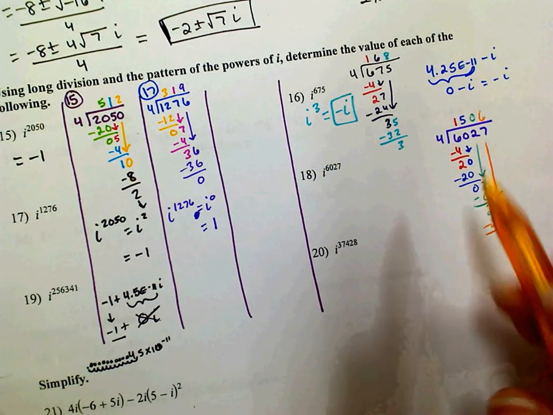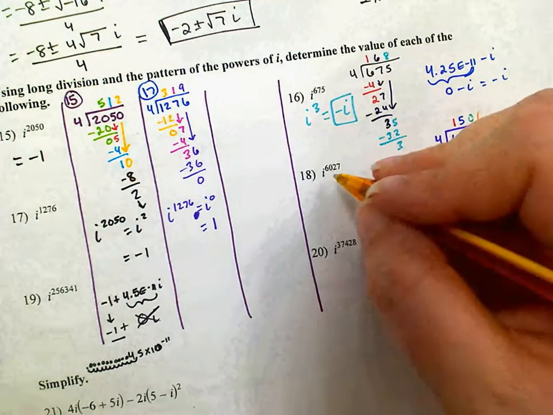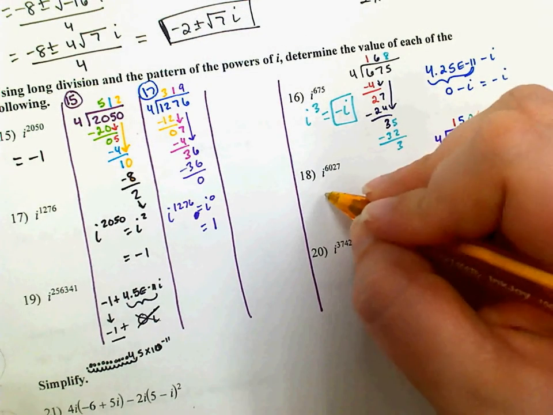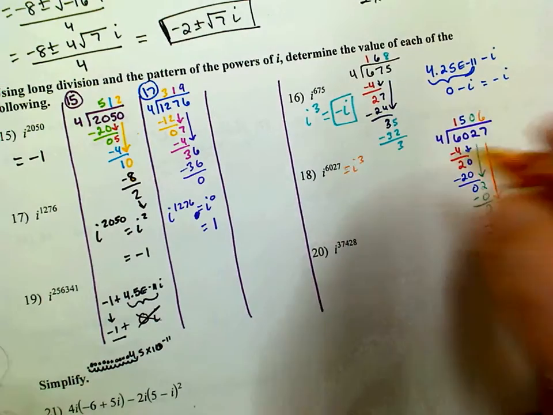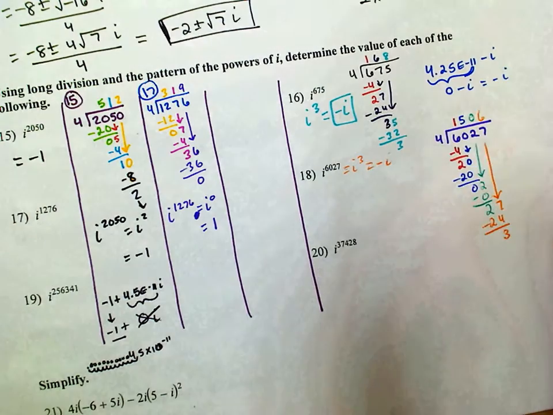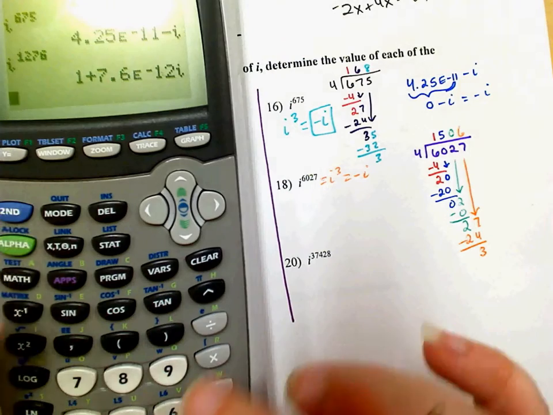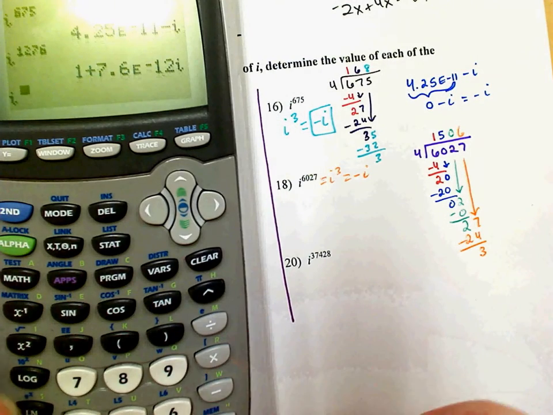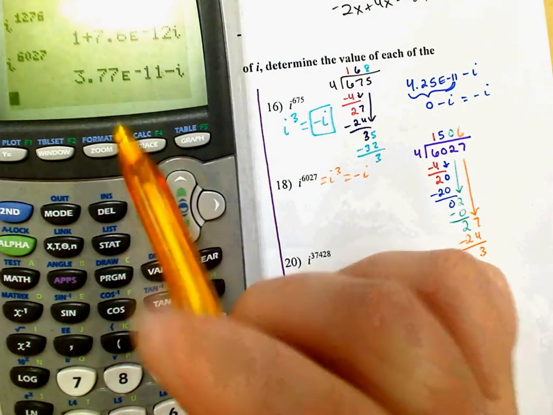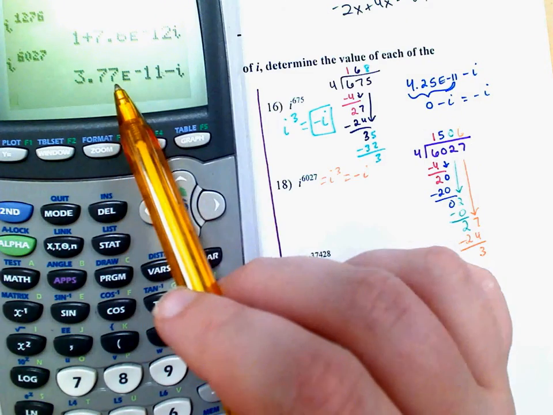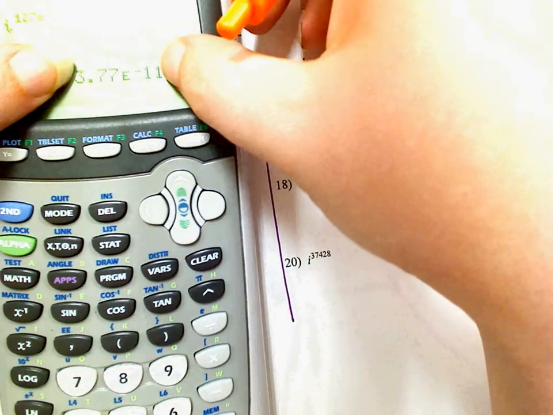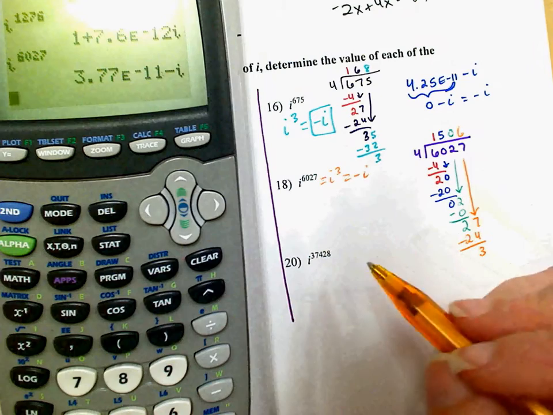Interesting. I to the 6,027 is equivalent to I cubed, because the remainder is 3, which means my answer is negative I. Okay, I'm going to check it right quick. I raised to the 6,027, and that is 3.77e to the negative 11th. 0 minus I, and 0 minus I is negative I.